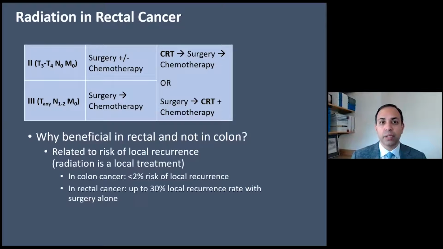As noted, we need to consider radiation in patients with rectal cancer who undergo surgery, but not in those patients with colon cancer. This is directly related to the risk of local recurrence, as radiation is a local treatment. In colon cancer, the risk of local recurrence is quite low, less than 2%. However, in rectal cancer, due to the anatomy of these tumors and the specifics of surgery, the risk of local recurrence can be up to 30% with surgery alone.